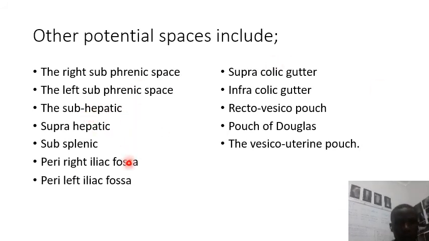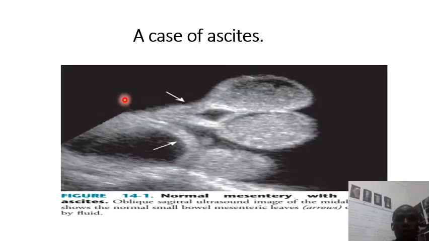Okay, as we continue, other spaces, there are very many. We have the right iliac fossa, left iliac fossa, the supracolic gutter, infracolic, rectosigmoid pouch, pouch of Douglas, the vesicouterine pouches. All these are assessed for the presence of free fluid collections in cases of ascites. So we can see all this was gross ascites. These are the bowels which are appearing as if they are floating in this lake of fluid. So this was a case of ascites.